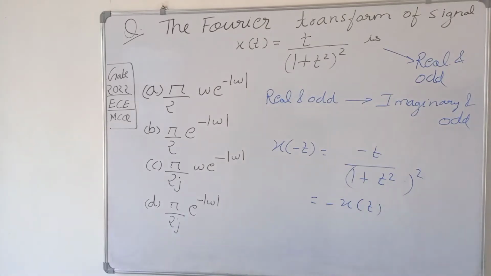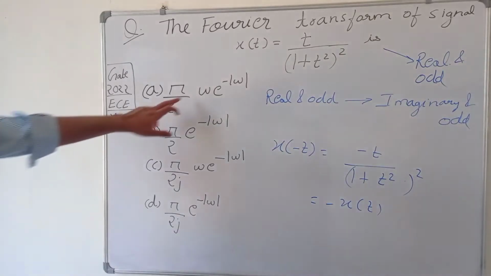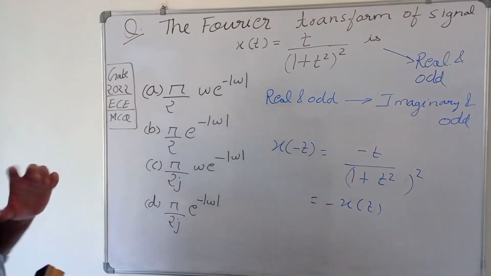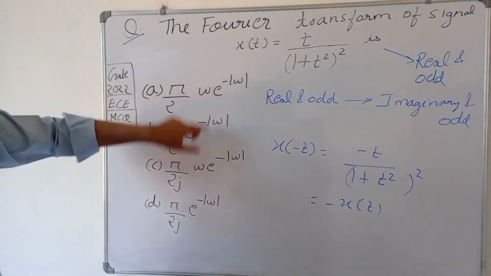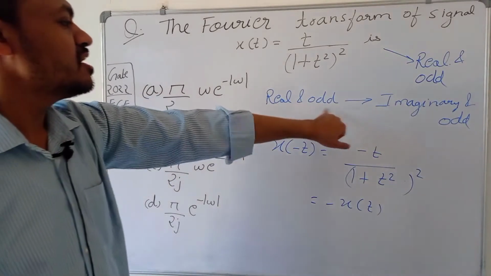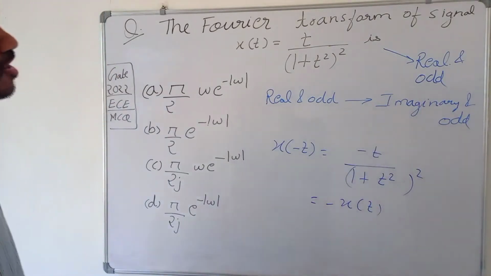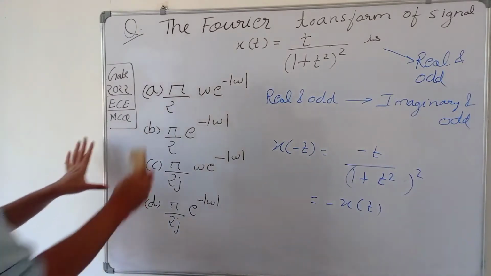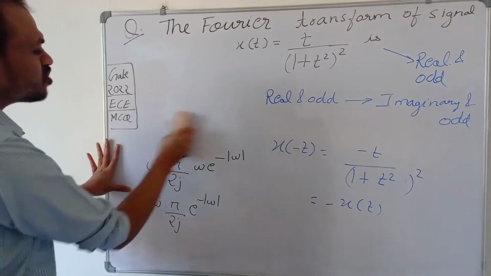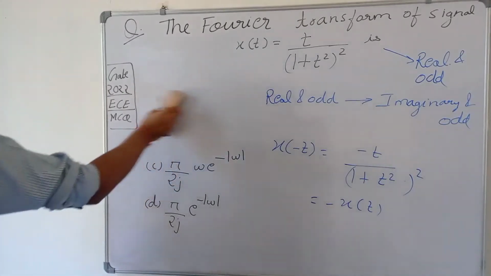So now in these options we have π/2 ω e^(-|ω|) and π/2 e^(-|ω|). These are both real signals. So these cannot be the Fourier transform for this real and odd signal, because the Fourier transform of a real and odd signal must be an imaginary signal. So now we are only left with these two options. I am removing these two options because those were both real signals.